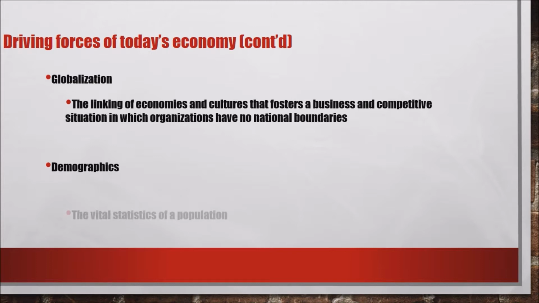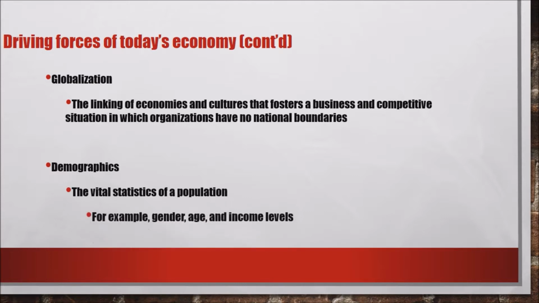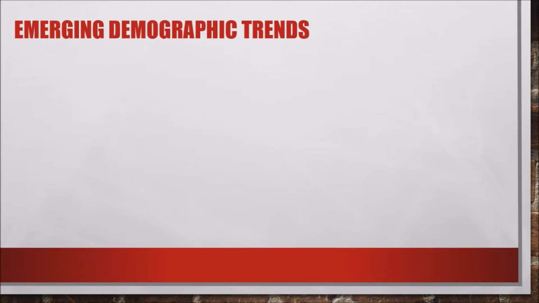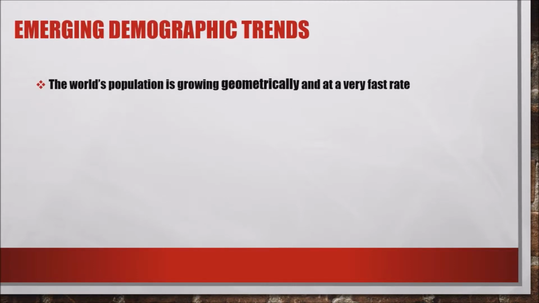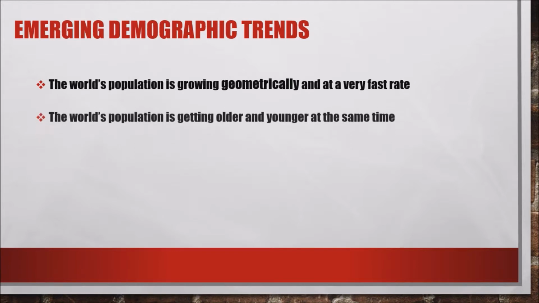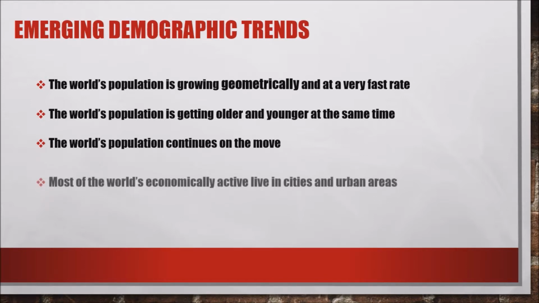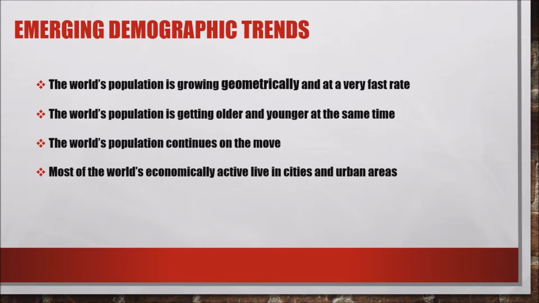Demographics. The vital statistics of a population, for example, gender, age, and income levels. Emerging demographic trends. The world's population is growing geometrically and at a very fast rate. The world's population is getting older and younger at the same time. The world's population continues on the move. Most of the world's economically active live in cities and urban areas.